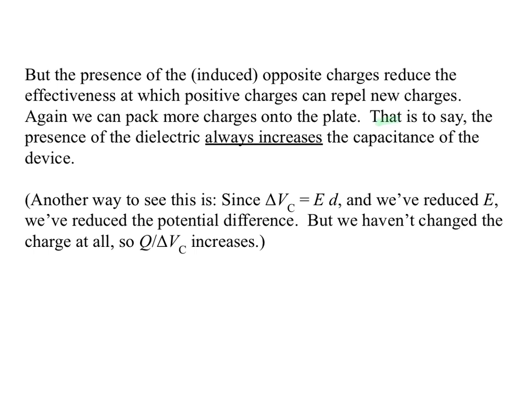All told, this is to say, the presence of a dielectric always increases the capacitance of the device. The lowest capacitance of a device is when the space is filled with vacuum, to the extent you can fill something with vacuum, but if there's nothing in the space. A different way to look at this is that since delta V across the capacitor is E times d, and we reduced E, we reduced the potential difference. But of course the capacitance is the charge over the voltage, so by decreasing the voltage without changing the charge, we've increased the capacitance.